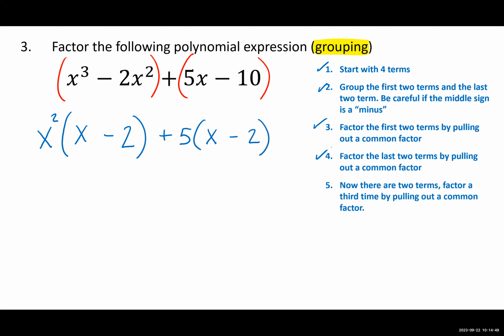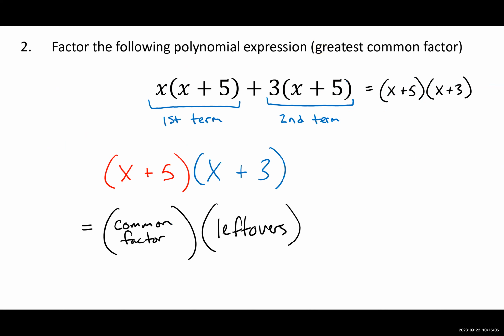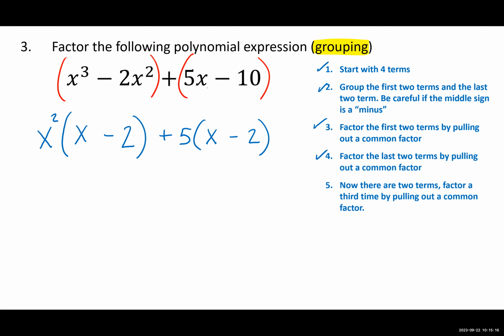Okay, so factoring by grouping means you're pulling out a common factor actually 3 times. We just did it twice. And then step 5 says, now there are 2 terms, factor a 3rd time by pulling out a common factor. I'm going to go back to the second slide. Now it's looking exactly like this problem, right? 2 terms, and there was a binomial, this x plus 5, common to each of those 2 terms. So now we're in exactly the same place. We've got an x plus 2 in the first term. We've got the same x plus 2 in the second term, so that's a common factor.